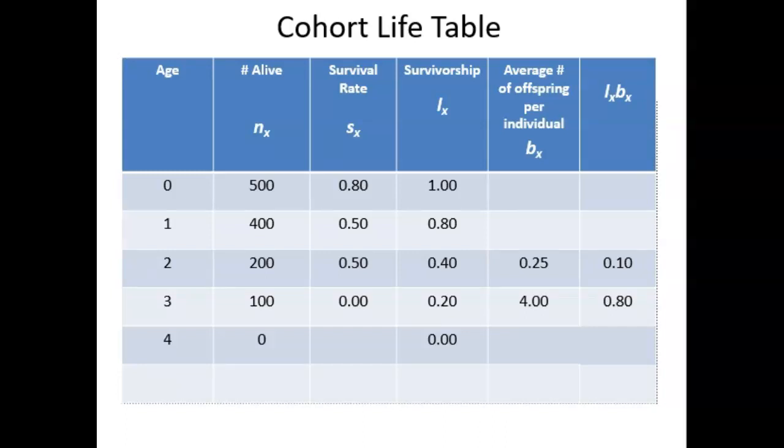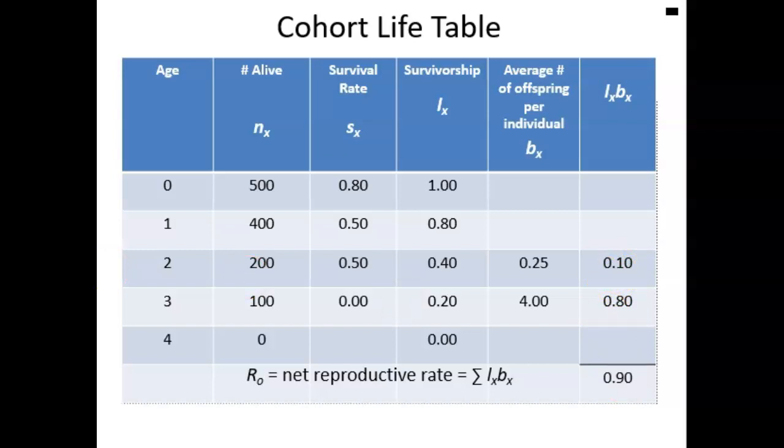Using that information, we can calculate something called the net reproductive rate. We're going to use capital R for this. And the net reproductive rate is just going to be adding up all the values for Lx times Bx. So in our example here, we got 0.1 plus 0.8 equals 0.9.